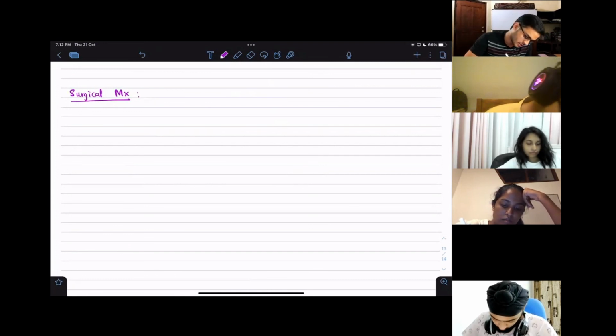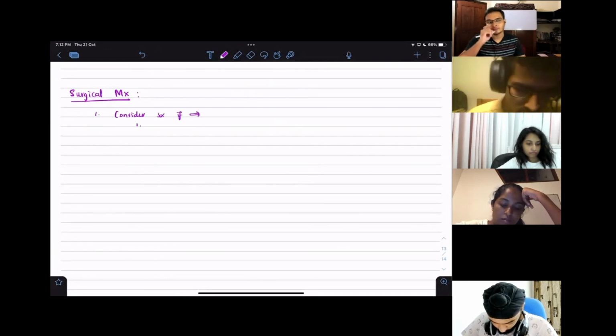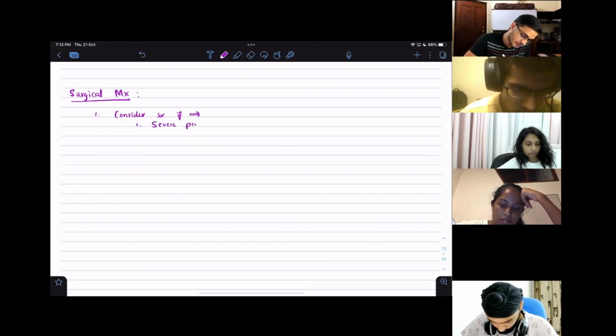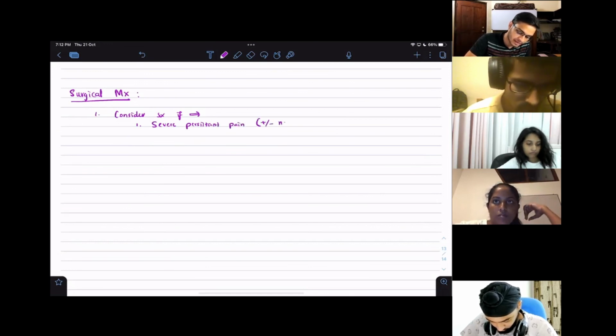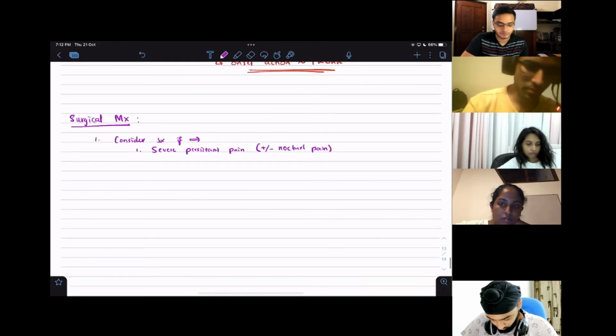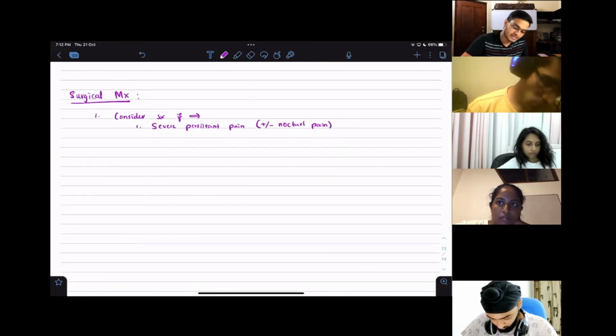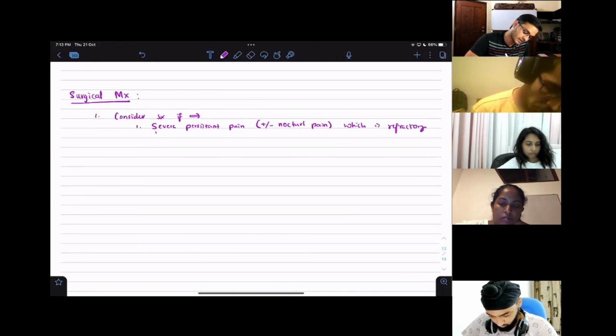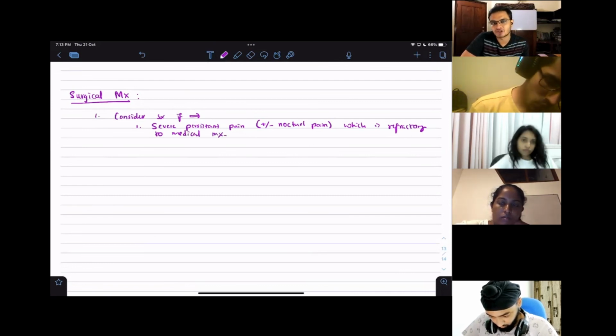Write this down. Consider surgery if, a few things. First thing, severe persistent pain. You can put in brackets plus or minus nocturnal pain, which is refractory to medical management. So, pain that doesn't go away with medical therapies.